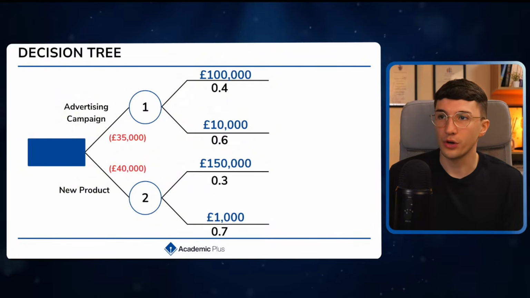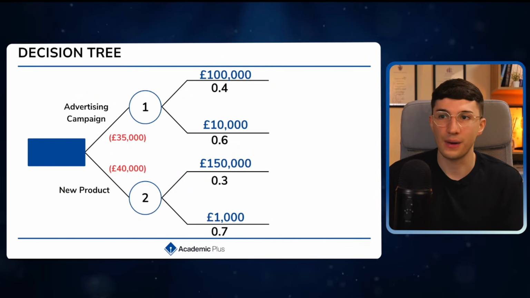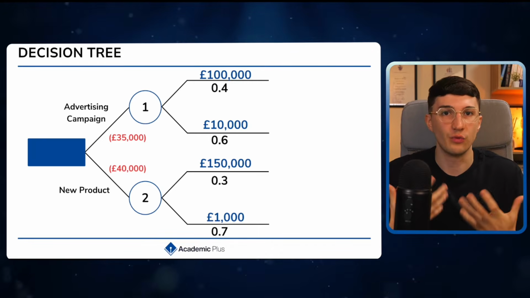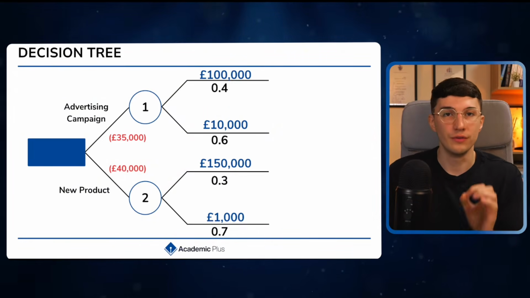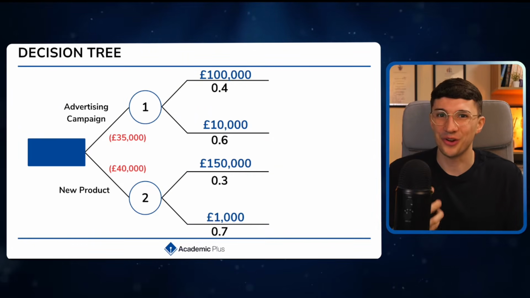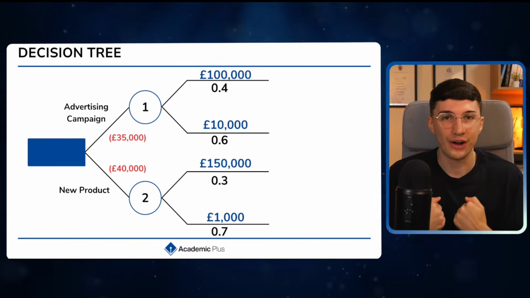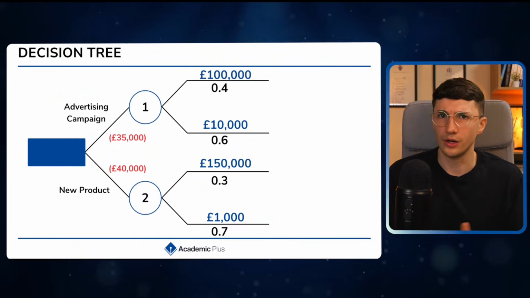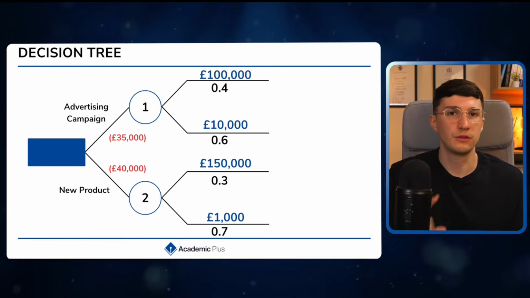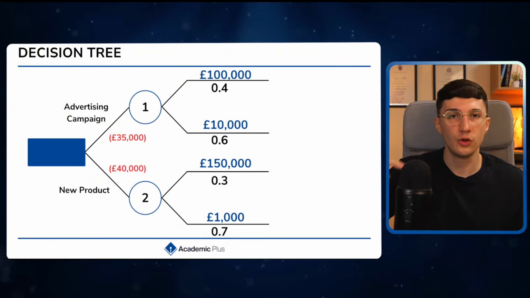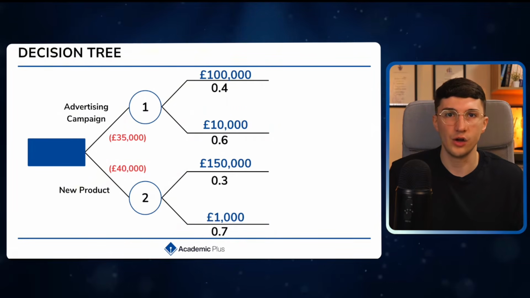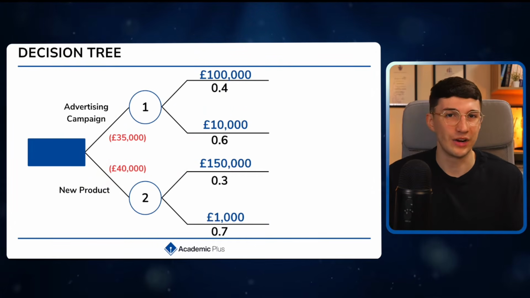When looking at the new product, we're looking at investing £40,000. All we're saying is we've got a 30% likelihood it's going to be really successful and we're going to have a £150,000 payoff. However, we've got a 70% chance that it's not going to do that well and we're going to have a £1,000 payoff. Essentially, we're going to lose money on the deal. Now, there are a couple of important calculations that we need to do, but just as a quick side note, those two probabilities should overall add up to 1, because there's a 100% likelihood it's either going to go really well or really badly.